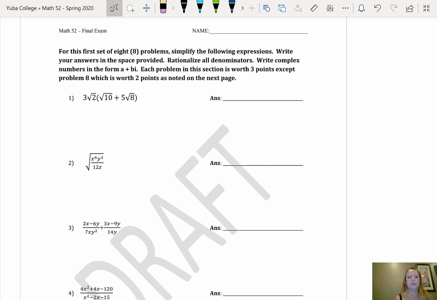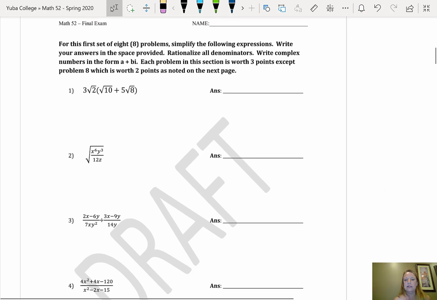So right here, it says the first set of 8 problems, simplify the following expressions. First of all, just realize that they said expressions and not equations. So we're not solving for any variables here. We're just simplifying and doing order of operations and properties of what we're dealing with to simplify. Then it says write your answer in the space provided, rationalize all denominators, write complex numbers in the form a plus bi. Each problem in this section is worth 3 points. Well, that doesn't matter to you about points.